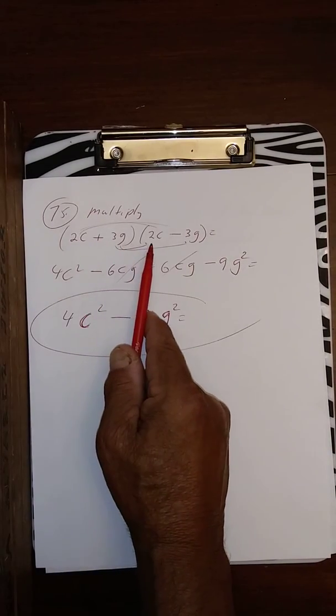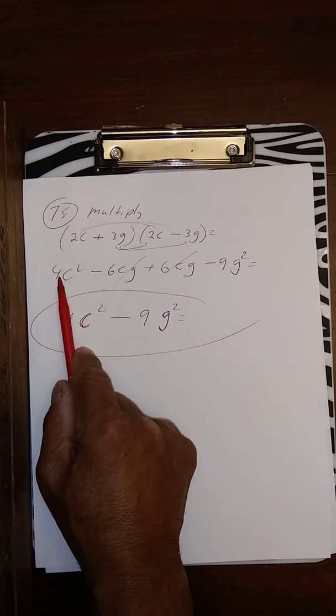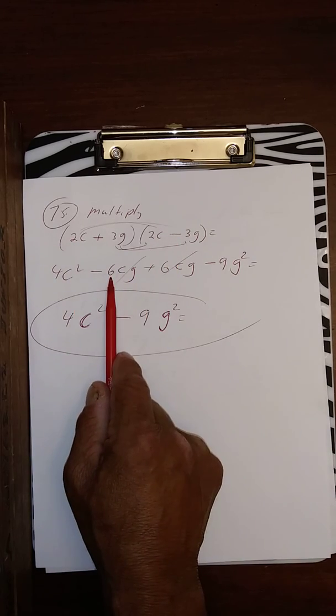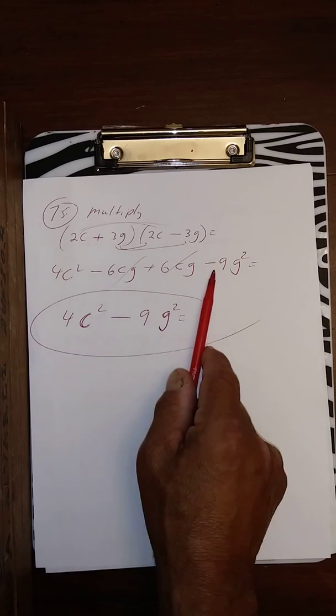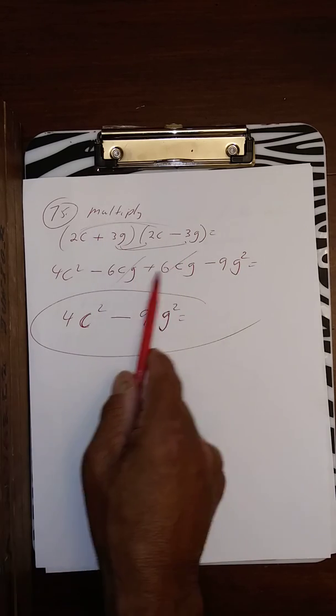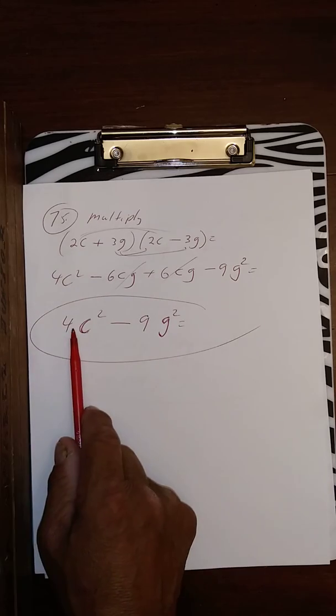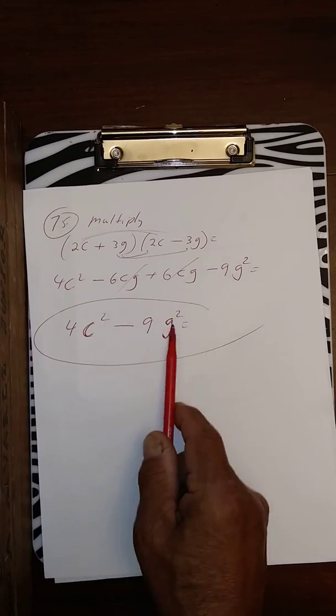2c plus 3g, 2c minus 3g. So that turns out to be 4c squared, that turns out to be minus 6cg, that turns out to be plus 6cg, and that turns out to be negative 9g squared. These are gone, positive and negative, so we're left with 4c squared minus 9g squared.